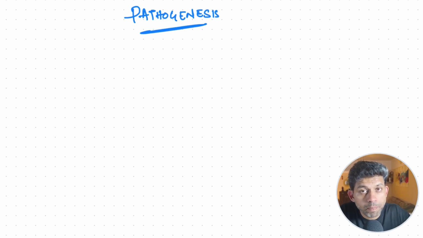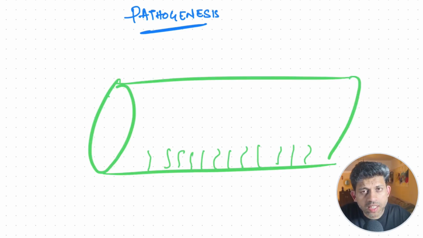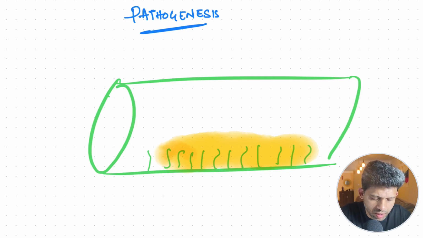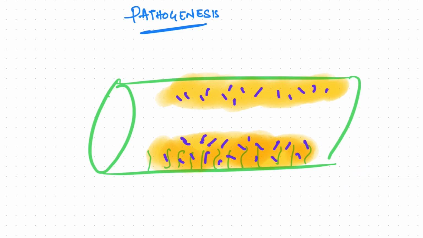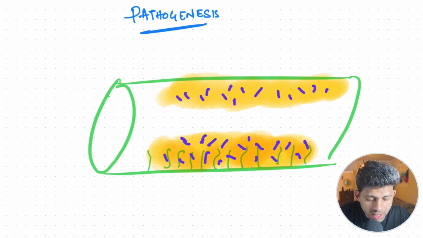Now let's look at the pathogenesis of bronchiectasis. Bronchiectasis starts with impaired clearance of mucus. This may be due to thick mucus as in cystic fibrosis or due to ciliary dysfunction. Impaired clearance of mucus leads to bacterial colonization. This infection triggers an inflammatory response.